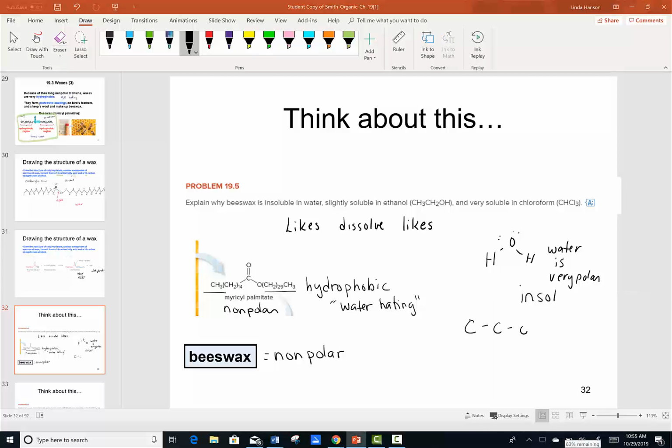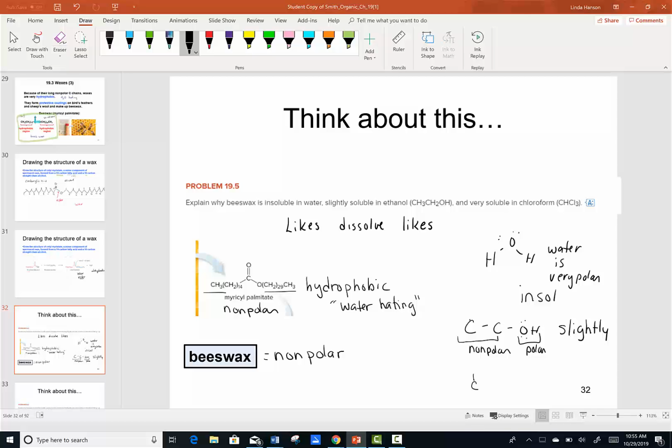Ethanol, I would say, is slightly polar. And it is so because it does have a little carbon chain. The carbon chain is the non-polar region of the molecule, and the OH group would be polar. So since it has a little more quality of non-polar than the water molecule, it is indeed slightly soluble.